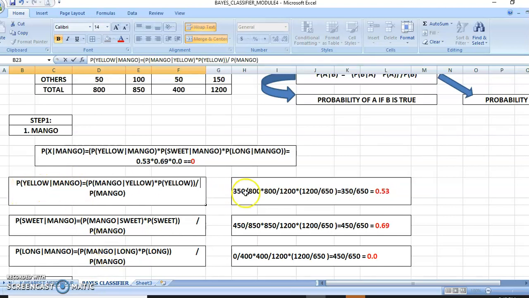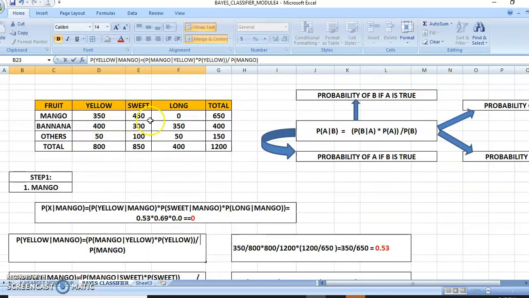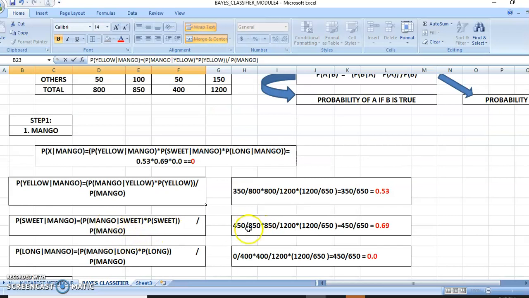This was our very first property, yellow. Similarly, calculate for sweet. I'll give another example here: for sweet, given it is mango. The formulation is the probability of mango when sweet is true, into the probability of sweet, the whole thing divided by the probability of mango. Mango being sweet is 450 out of 850.